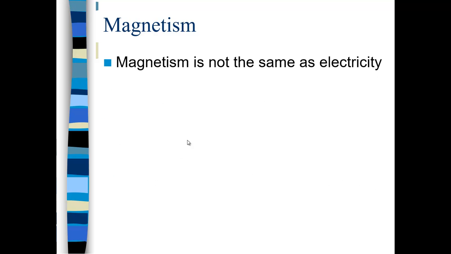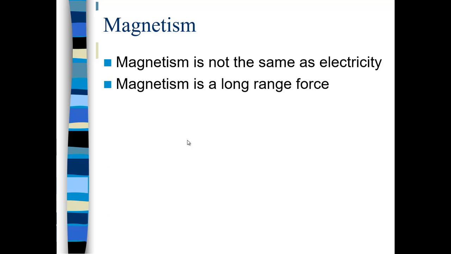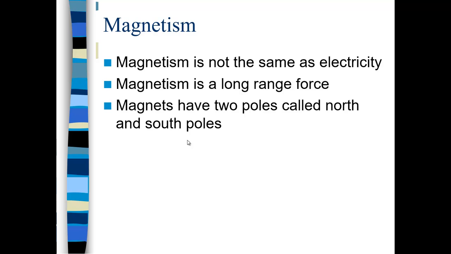Okay, so magnetism is not the same as electricity. There are some very similar aspects of magnetism and electricity, but it's not the same force acting. Magnetism is a long range force, so it acts on objects that are not necessarily attached. And we have two poles in magnetism. We have a north pole and a south pole.